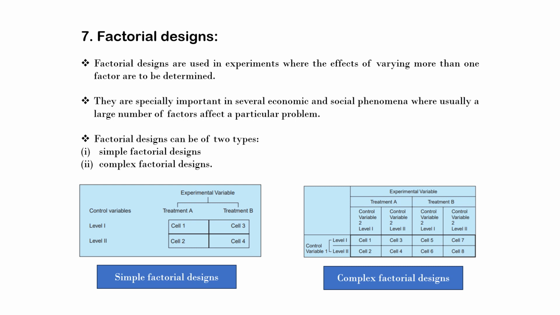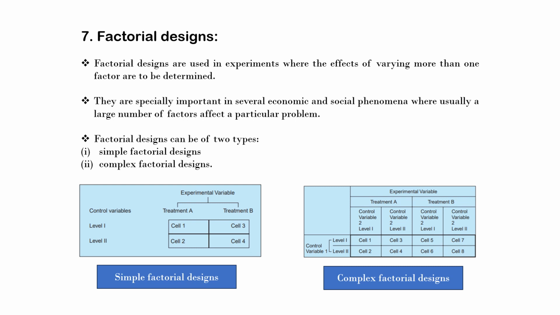Through this design we can study the main effects of treatments as well as the main effects of the levels that are controls. And in the complex factorial design, here we have three or more independent variables simultaneously, and in case of three factors with one experimental variable having two treatments and two control variables, it is termed a 2 into 2 into 2 complex factorial design.